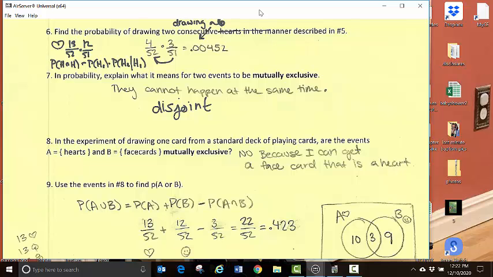In the experiment of drawing one card from a standard deck of playing cards, are the events mutually exclusive? Again, I had not looked down at this problem when I made up that last example. No, because I can get a face card that is a heart, right? Half of the face cards are hearts, or not half, 1/4 of the face cards are hearts.